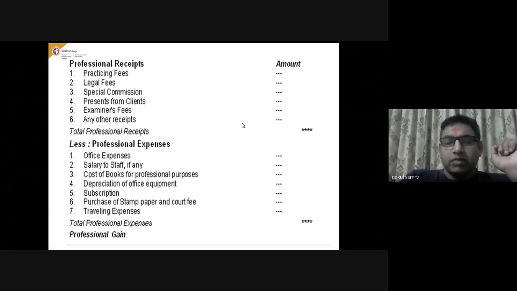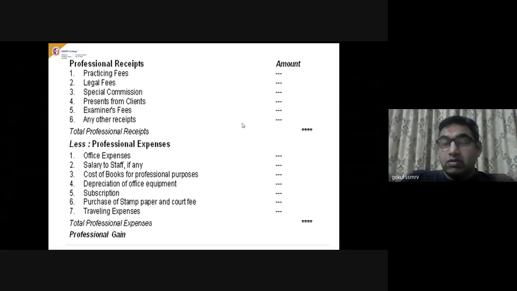For that also he'll be given an exemption that will be reduced from his professional income. Then your traveling expenses, as a part of his routine, if he needs to travel somewhere, that also becomes part of his traveling expenses. So that is your total professional expenses.